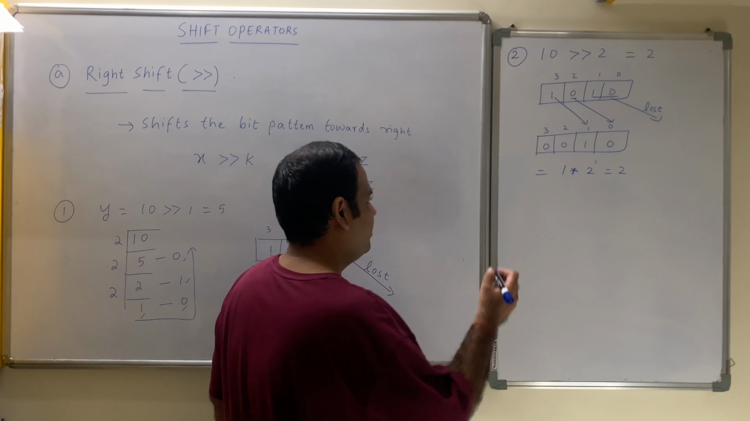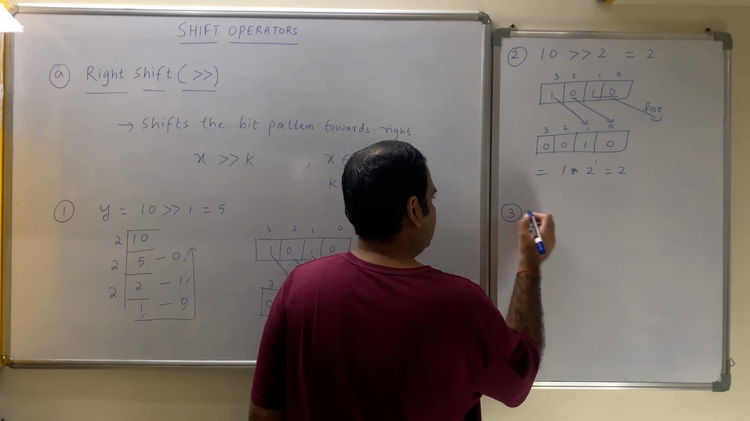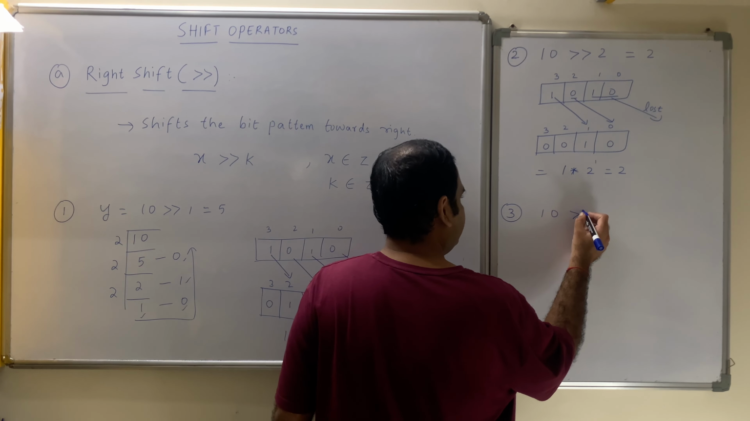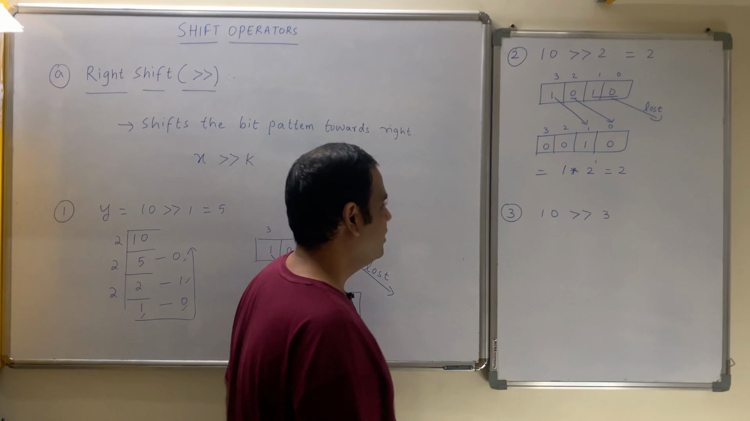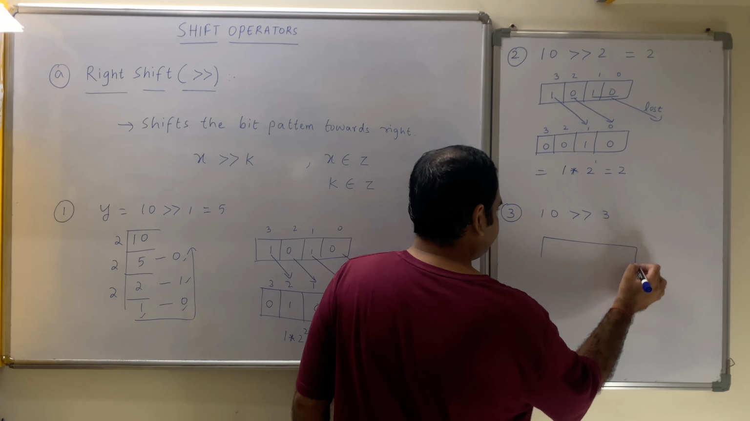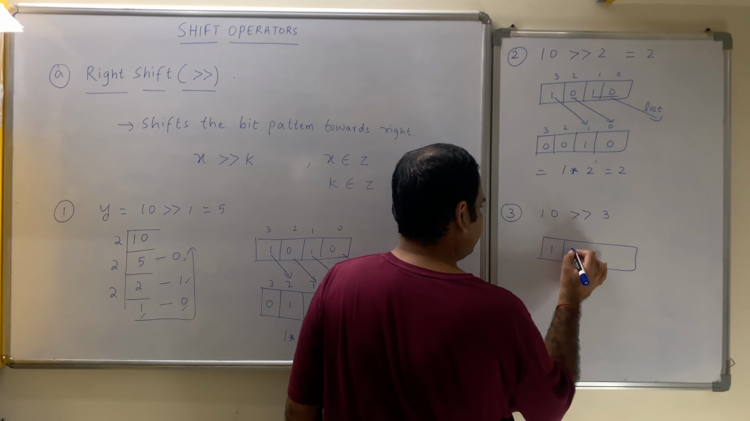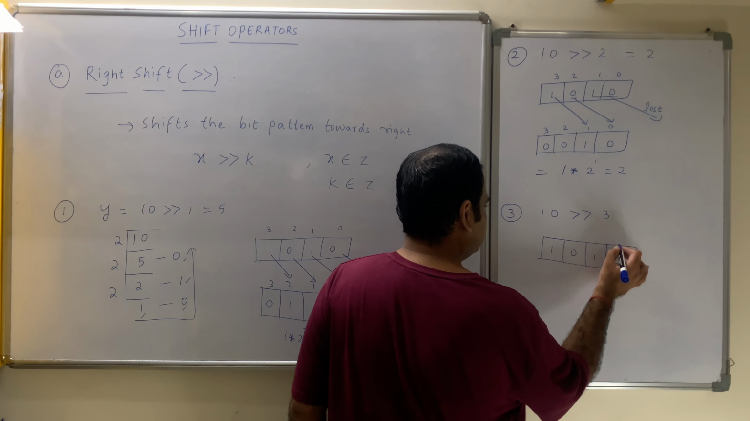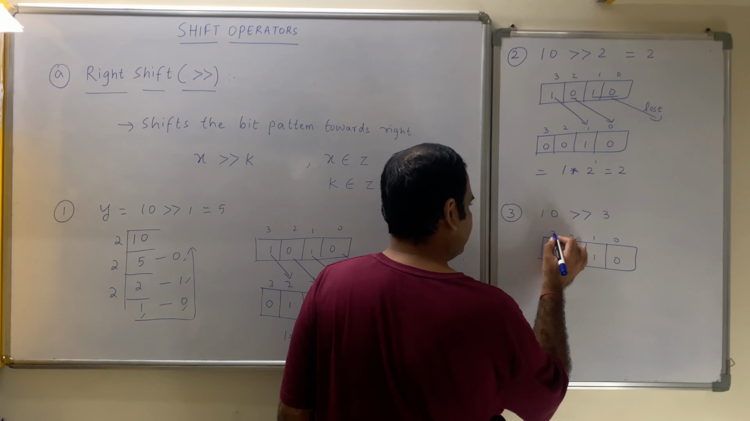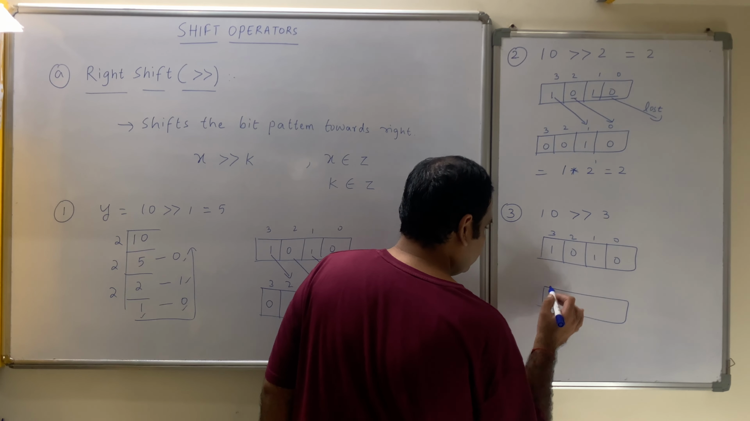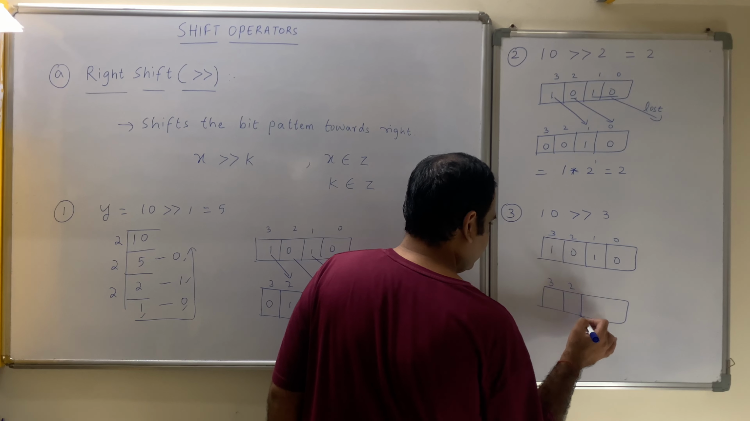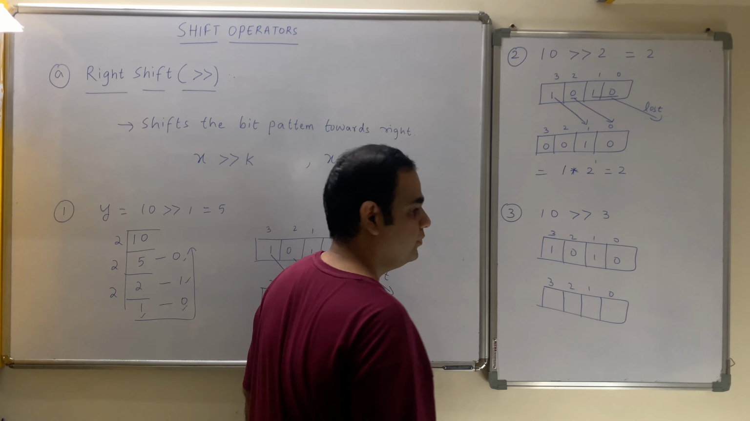Let's see the third example. Let's say 10 right shift by 3 places towards the RHS. We write 10 again in binary representation. It is 1 0 1 0, 0th bit, first bit, second bit, and third bit. Let's write this again. This is third, second, 1 and 0.